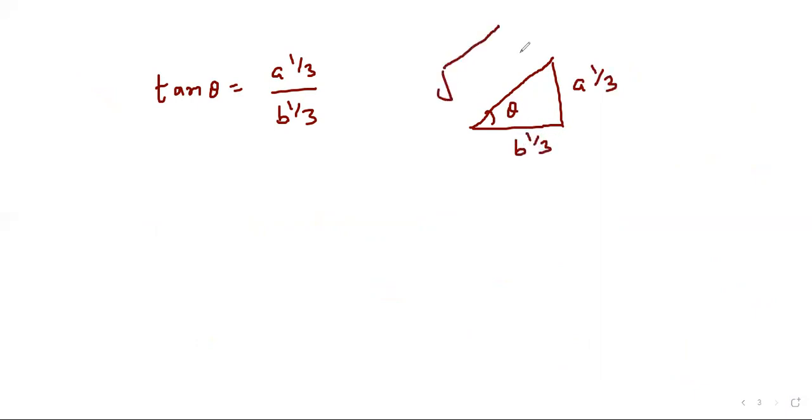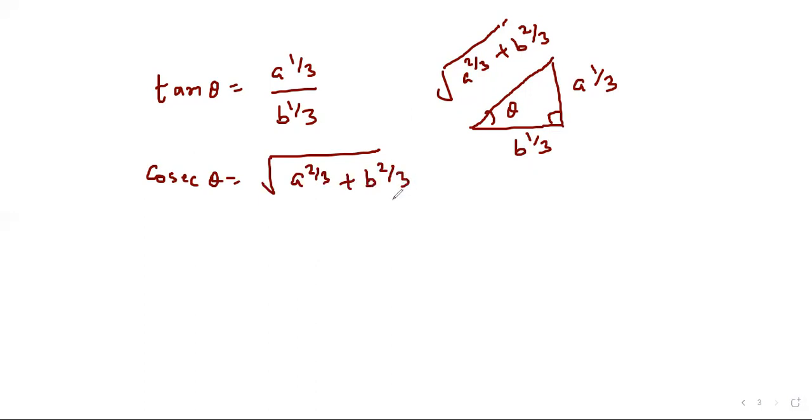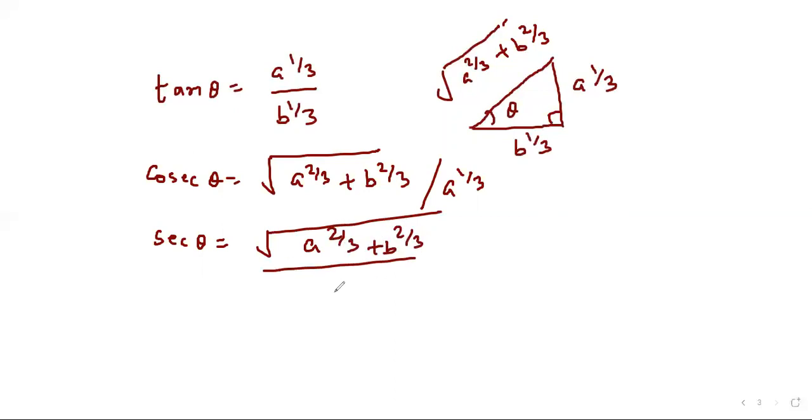And this will be a power 2 by 3 plus b power 2 by 3 using Pythagoras theorem. This is right angle triangle. So from here we can get value of cosec theta as hypotenuse upon perpendicular, that is the root of a power 2 by 3 plus b power 2 by 3 whole divided by a power 1 by 3, and sec theta as hypotenuse upon base, that is a power 2 by 3 plus b power 2 by 3 divided by b power 1 by 3.